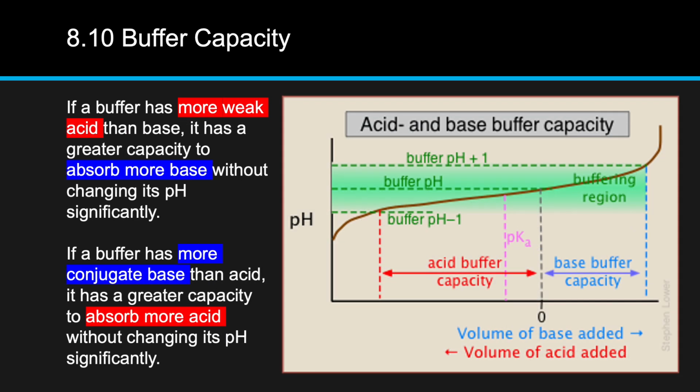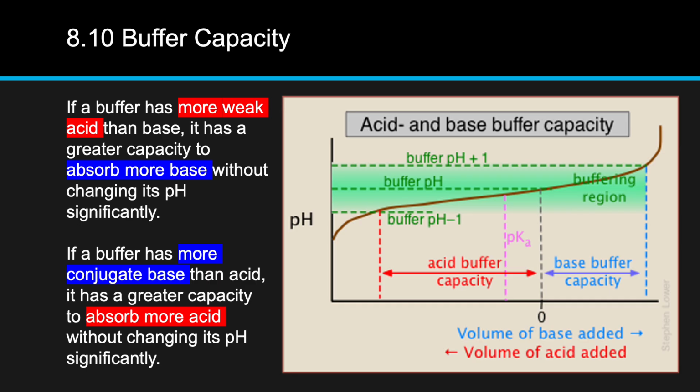If a buffer has more weak acid than conjugate base, it's better at absorbing added base because there's more acid available to neutralize that hydroxide. On the other hand, if a buffer has more conjugate base than the acid, it's better at absorbing added acid since there's more base available to react with those H+ ions.